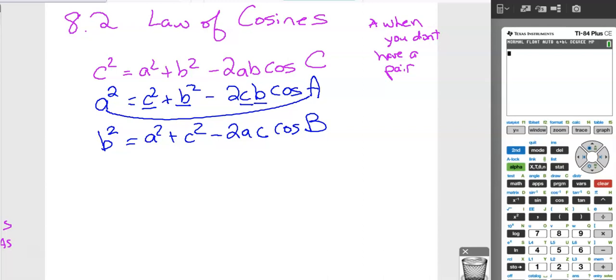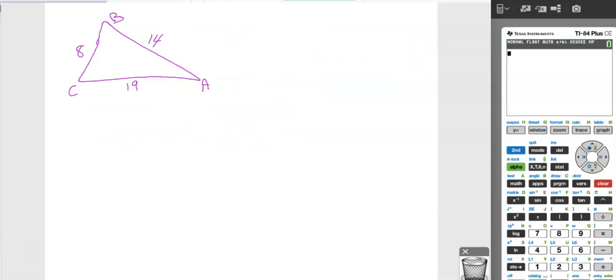So again, you use the law of cosines when you don't have a pair. Let's look at an example. Notice here I have side, side, side. I know all 3 sides, but I don't know any of the angles, so I don't have any pair whatsoever. So what we're going to do is find one of the angles, and it does not make a difference which one. I typically go for the biggest angle. The biggest side is side B, so I'm going to find angle B.